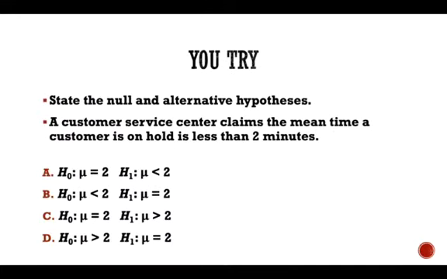Okay. So let's read through. State the null and alternative hypotheses, multiple choice. A customer service center claims that the mean time a customer is on hold is less than 2 minutes. The null hypothesis should always be a statement of equality. So right away, options B and D make absolutely no sense. The alternative, we believe that it's what, less than 2 minutes? Option A.